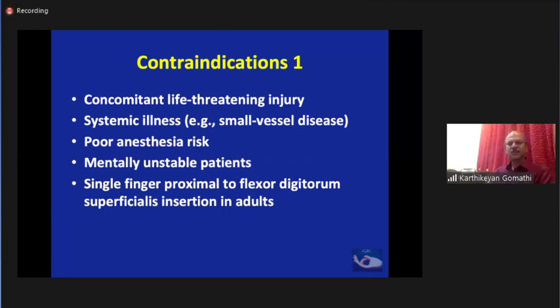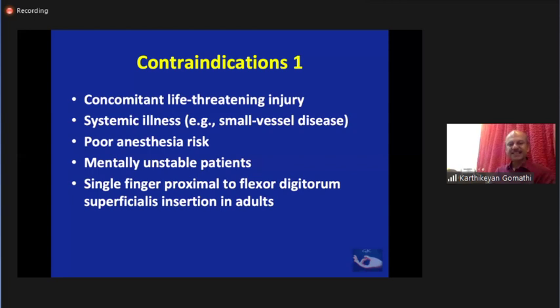Systemic illnesses like small vessel disease, poor anesthesia risk, mentally unstable patients. I told you we had a patient who had amputated his own penis. We replanted it. It survived beautifully for about a week. And then the patient went to the toilet. He had a blade. He cut off the replanted penis. All our work was lost because we had not chosen the patient. And this patient was mentally unstable.